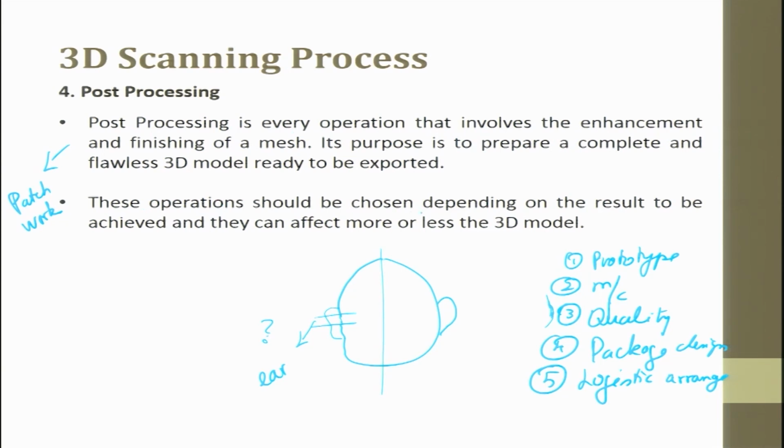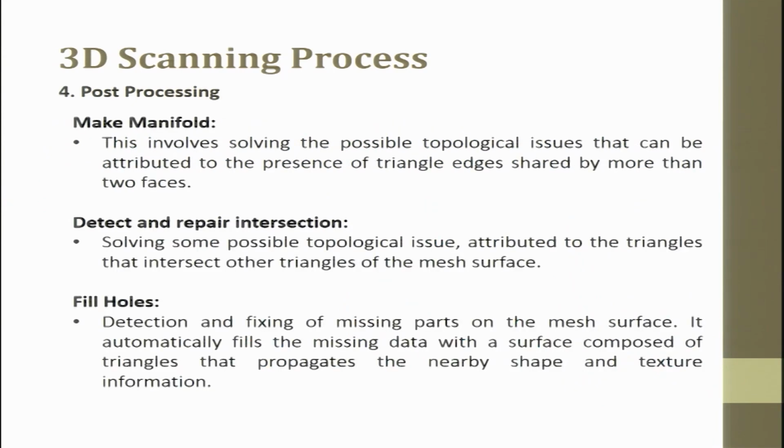These operations should be chosen depending on the result to be achieved, and they can affect the 3D model more or less. And in post processing, we can have make manifolds. So, this involves solving the possible topological issues that can be attributed to the presence of a triangular edge shared by more than 2 faces.